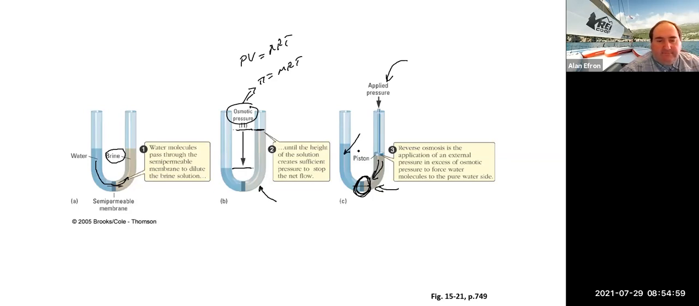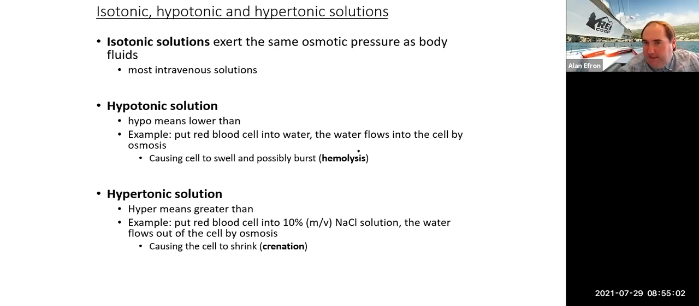So that leads us to three ways that solutions are sometimes described: as isotonic, hypotonic, or hypertonic solutions. So let's talk a little bit about isotonic solutions. Isotonic solutions exert the same osmotic pressure as body fluids. That's why the IV fluids that we use are usually isotonic solutions, because obviously if you're getting an IV, you're probably not in good shape, so you don't want to do anything that's going to screw up your cells.